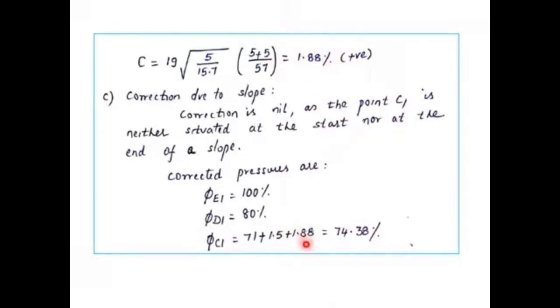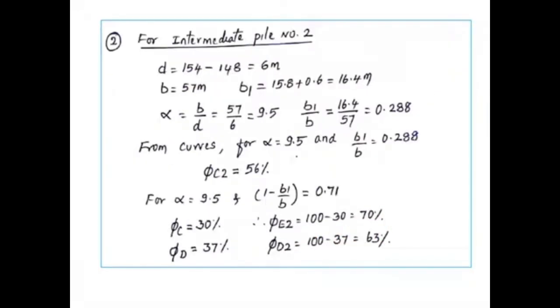Similarly, there is no slope at the starting point of C1, hence the correction for slope is 0. So now for the corrected pressure here, E1 we don't apply, D1 we don't apply, only the correction due to the thickness of the floor, which is 1.5, and due to interference. So that's why it is 74.38.